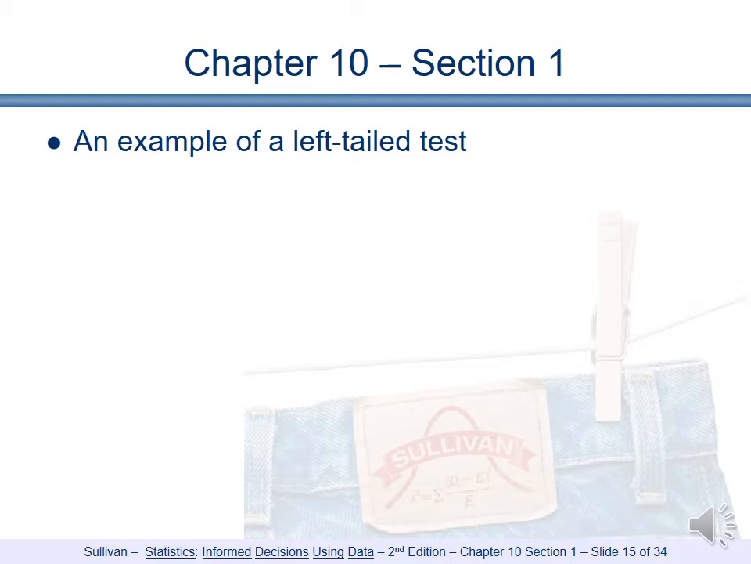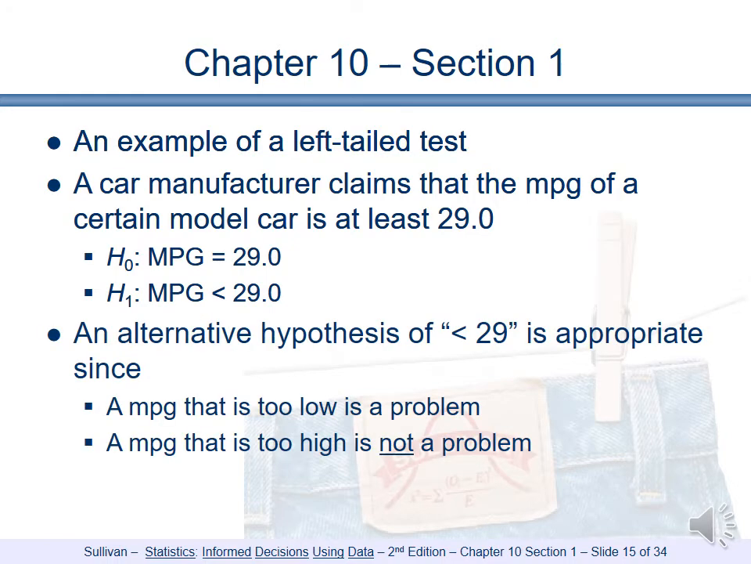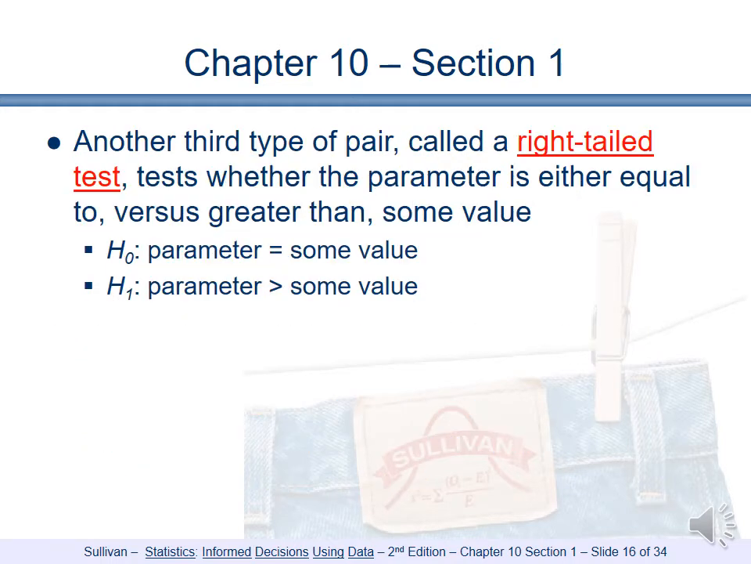An example of a left-tailed test: a car manufacturer claims the miles per gallon of a certain model car is at least 29. Well, if it's at least 29, it's equal to or more than 29, and so H sub 1 would be less than 29. An alternative hypothesis of less than 29 is appropriate since miles per gallon being too low is a problem, but if I get more, or too high, that's not a problem at all as far as I'm concerned. Thus, it's a left-tailed test.